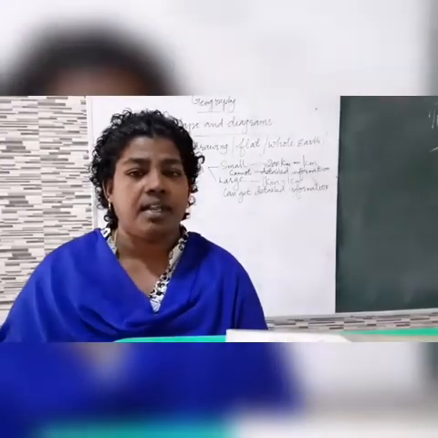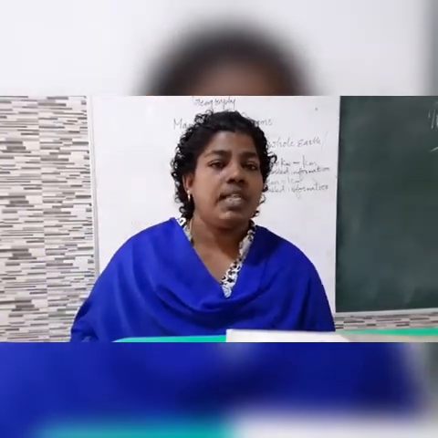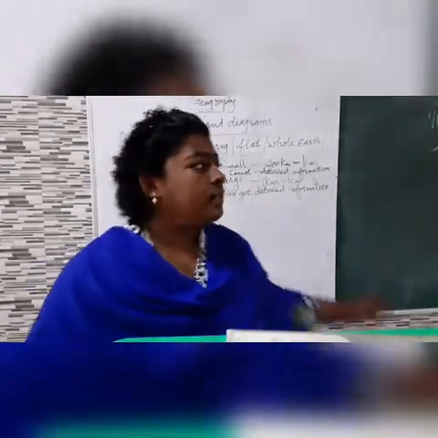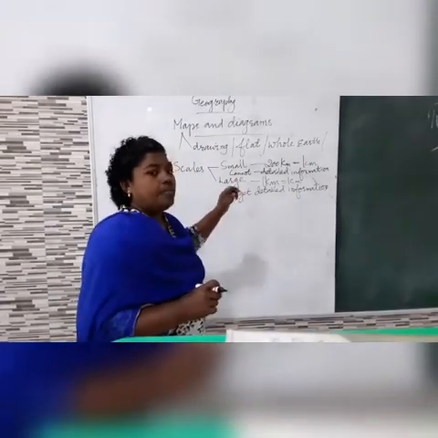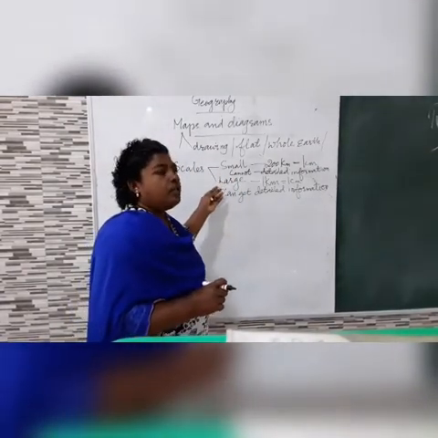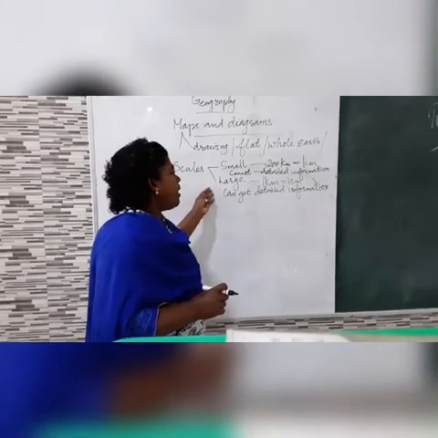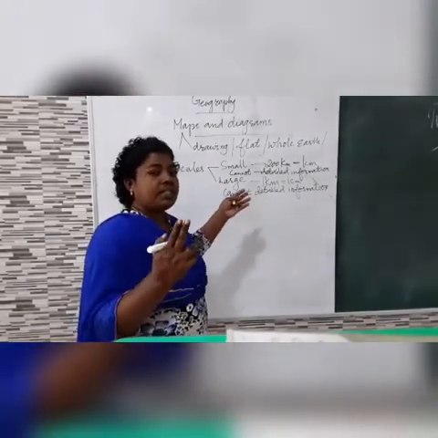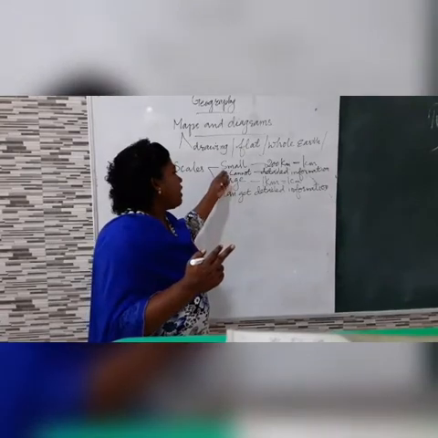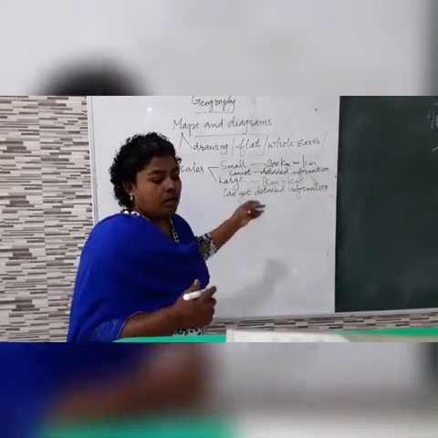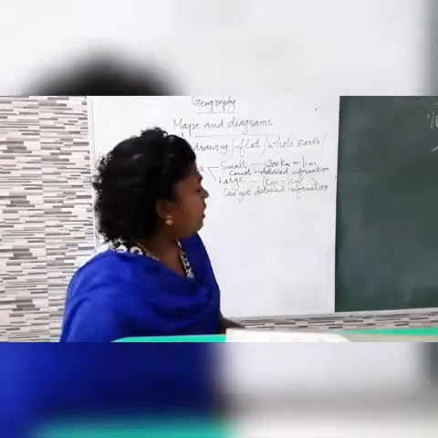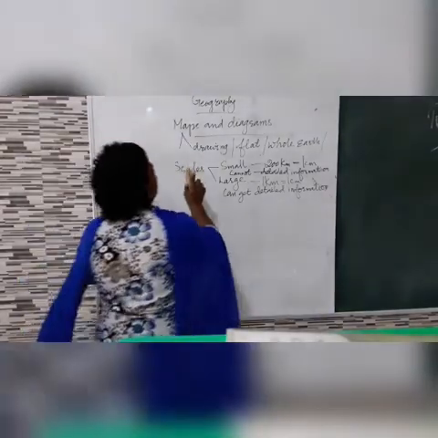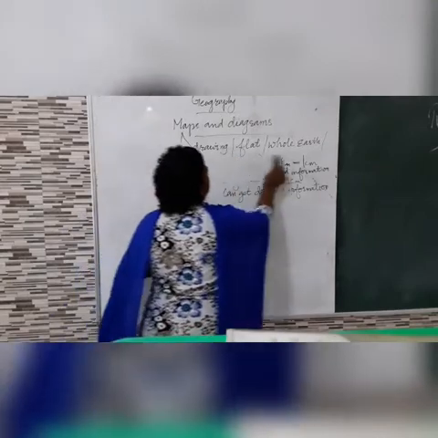Did you understand, children? What are the two different types of map? One is small scale map and the other is large scale map. Based on the use of scales in the map, we can divide maps into two categories. One is small scale map and another one is large scale map. Did you understand?